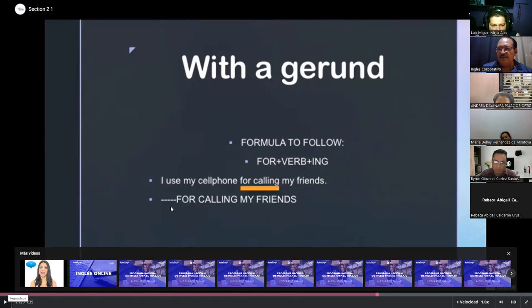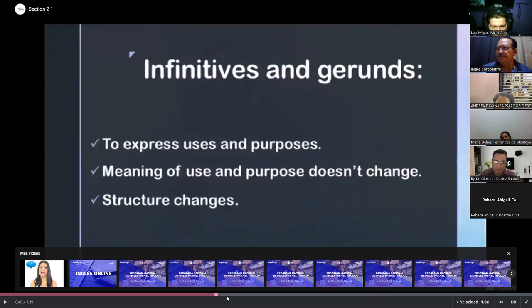Now, do you have any questions about this? When we use to and when we use for? Let me show you the other one before. Okay, to express uses and purposes, the meaning of use and purpose doesn't change. The position, the structure of the words changes.